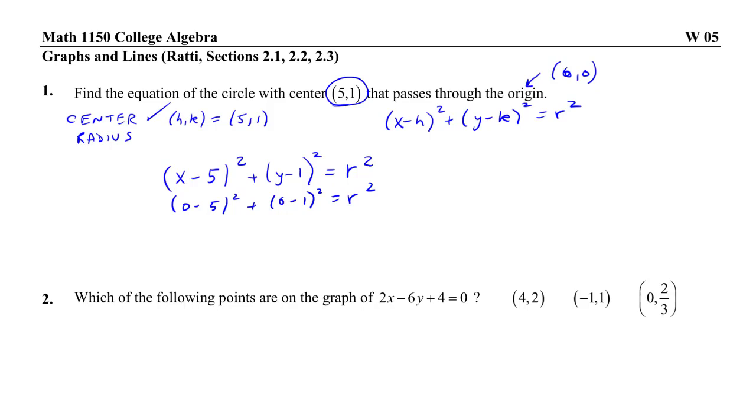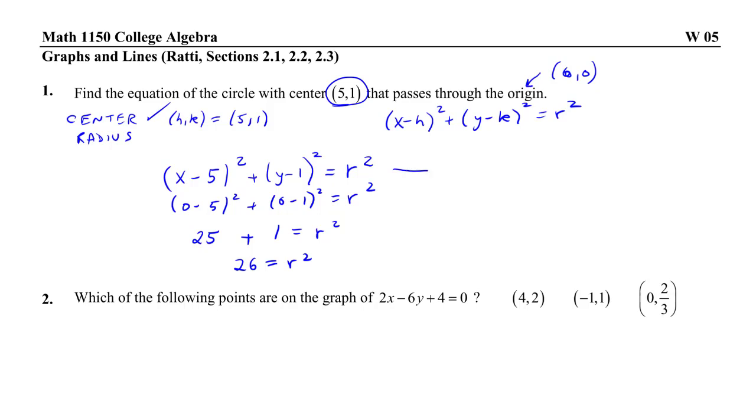And now I can see what we get for r, or r squared. So I get negative 5 squared is 25 plus negative 1 squared is 1 equals r squared. So we get 26 is r squared. So I actually do know the radius is the square root of 26, but for the equation of a circle, it's actually easier to know r squared.